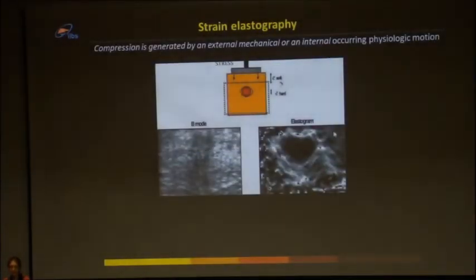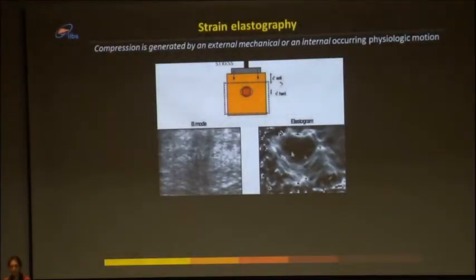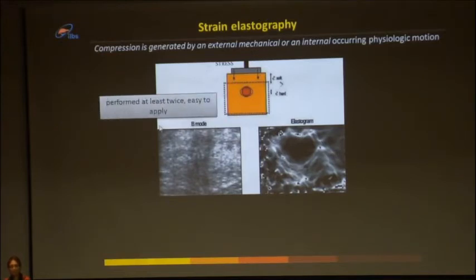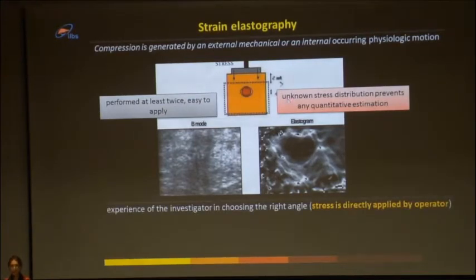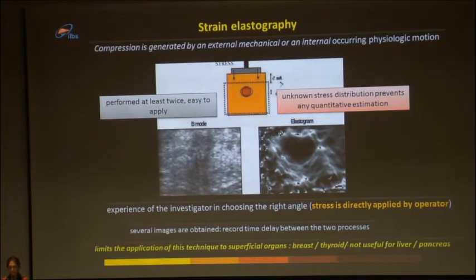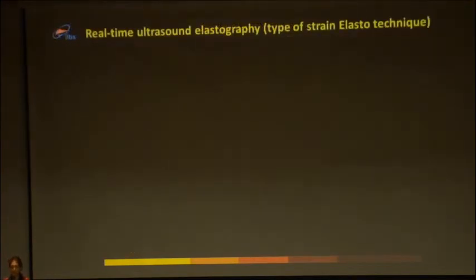Like I said, strain elastography is usually used for breast lumps. This is the elastogram that we get. So you perform it at least twice. You put in two pressures, easy to apply, and then we look at the stress distribution and try to quantify that. The experience of the investigator is very important in strain elastography. You have to choose the right angle. The stress has to be directly applied by the operator. We haven't seen much of it because it didn't really take up. There are still many centers which use strain elastography for breast lumps or for thyroid and other superficial structures, even lymph nodes. So like I said, it's not useful for abdomen or liver and pancreas.